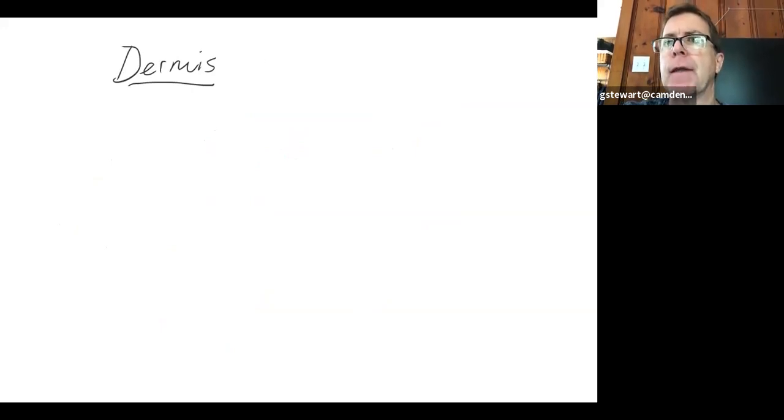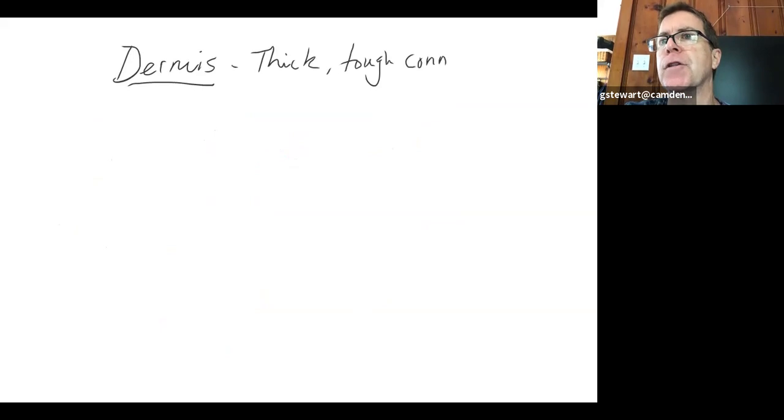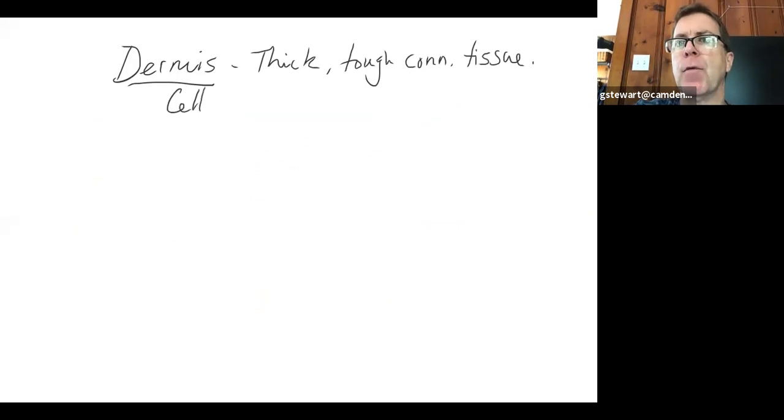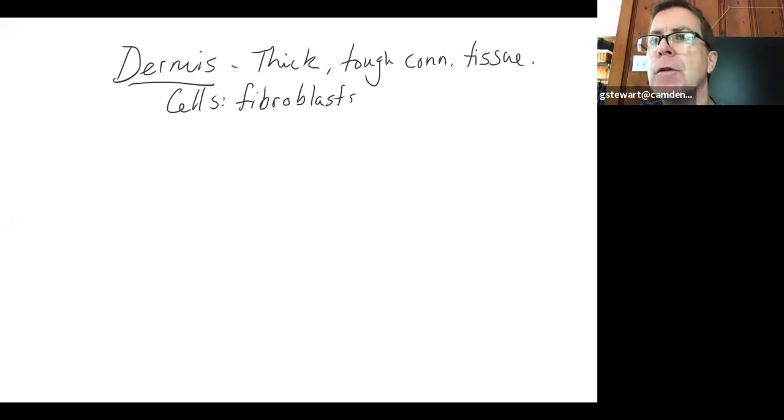This is basically, give you some general characteristics. This is thick, tough, connective tissue in general. The cell types that we find, there's multiple in the dermis. So I'm going to just give you a list. Fibroblasts, those are immature cells that secrete fibers.